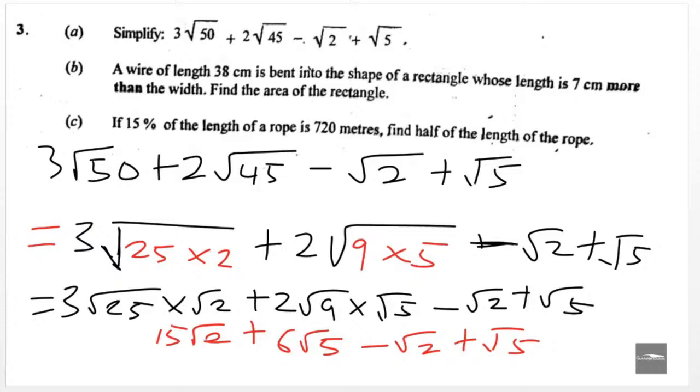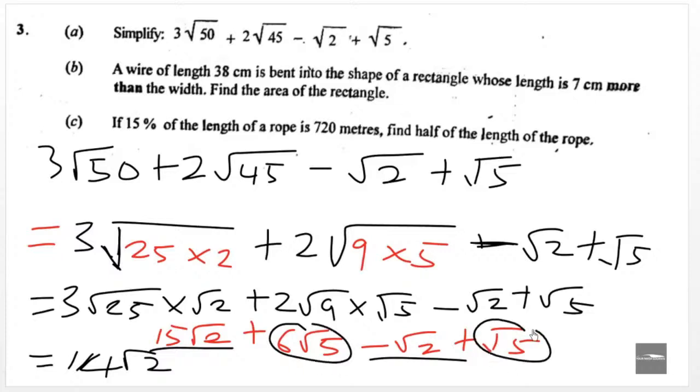So we can see that we have 15 root 2 here and we have root 2 here. So 15 root 2 minus root 2 will give us 14 root 2. Then 6 root 5 plus root 5 will give us 6 of the root 5 plus 1 of the root 5. That will give us 7 root 5. So that is the answer you should get, 14 root 2 plus 7 root 5.